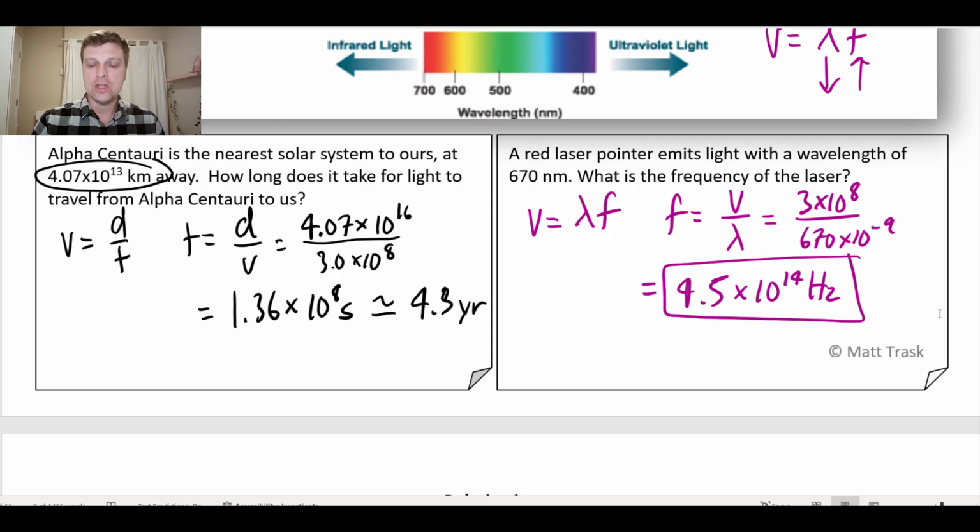So it's good to just keep in mind approximate frequencies and wavelengths. The wavelengths of light we see are in the nanometer range. The frequency of those wavelengths are then very, very high, 10 to the 14 hertz, just as an example.